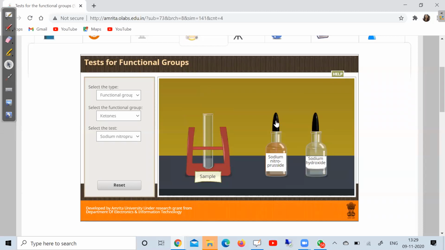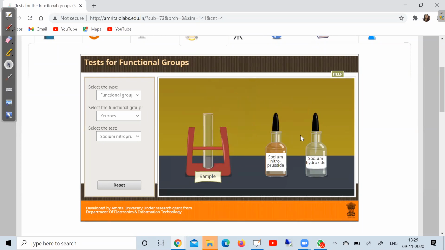What is sodium nitroprusside? In the ketone sample, you add sodium nitroprusside, then add sodium hydroxide. Okay, you have to take this out. Okay, and then add this sodium hydroxide. Okay, it's not coming. And yeah, you have to shake. Otherwise, the result was not coming.